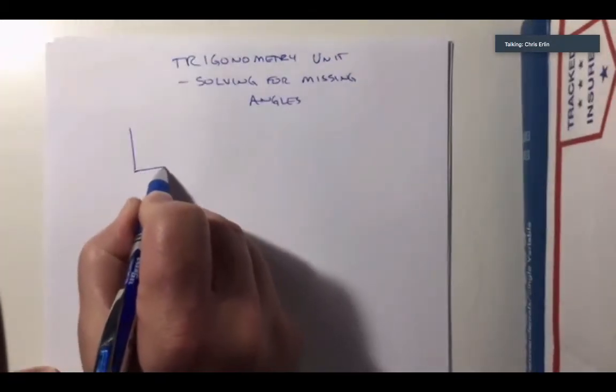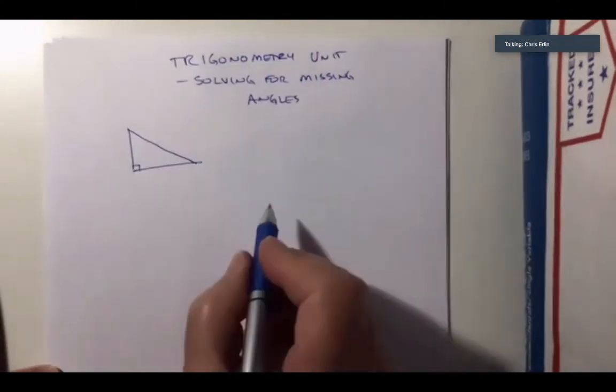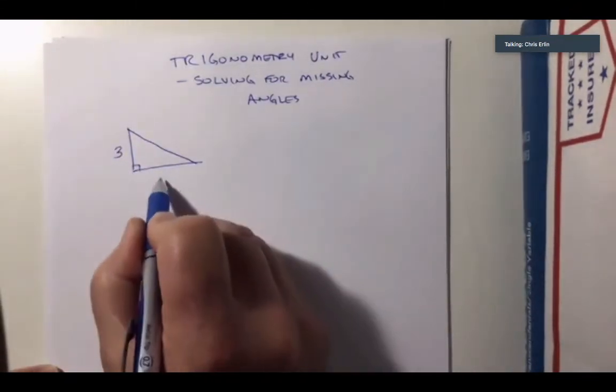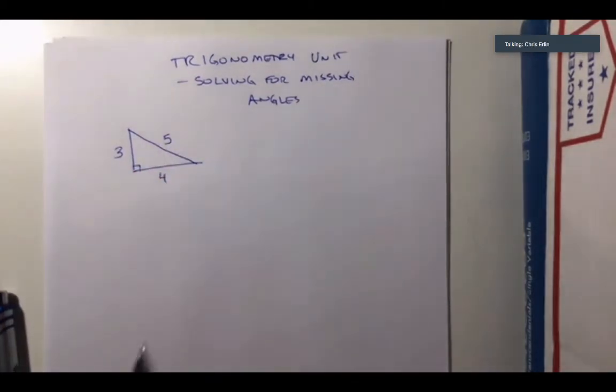I'd now like to talk about, within the trigonometry unit, solving for missing angles. So far, we've been working with solving for missing sides, when we know the angle. But what if we had a triangle that was, for example, a 3, 4, 5 triangle, and we were curious as to what the angles are?